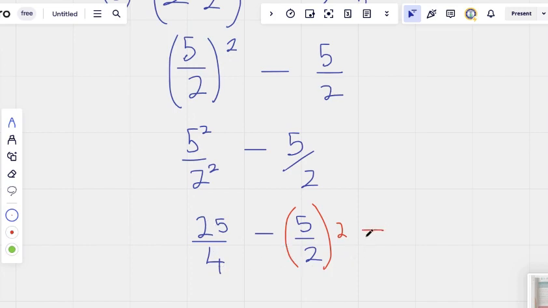Which means we will get something like this. We still have our 25 over 4, minus, if you multiply 5 times 2, you get 10, over 2 times 2, you get 4. So you see the denominators are the same now. I only treated here, but you can do both. But if you do both, the numbers get bigger, so we avoid big numbers in fractions.